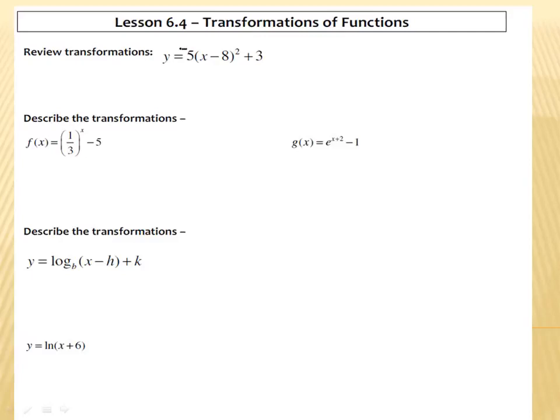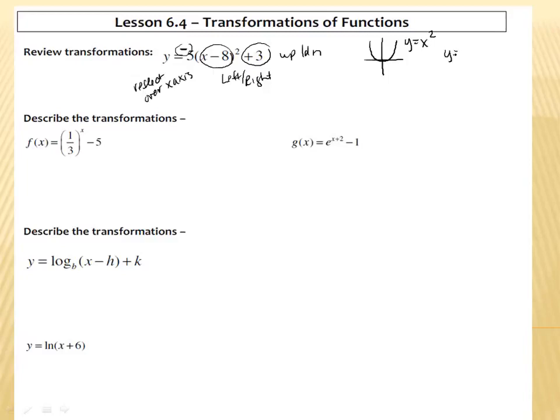So remember that if there's a negative out in front, that negative tells me that I reflect it over the x-axis, flipping it upside down. The number in here with x tells me whether I go left or right. And the number at the end tells me whether I went up or down. So your basic y is equal to x squared problem was something that looked like this.